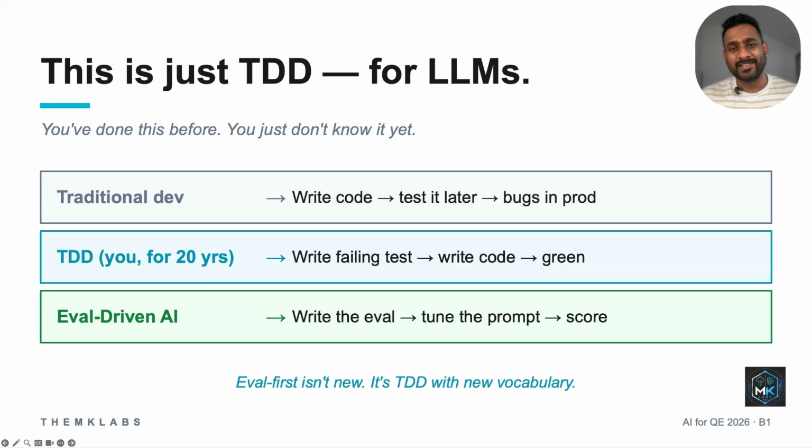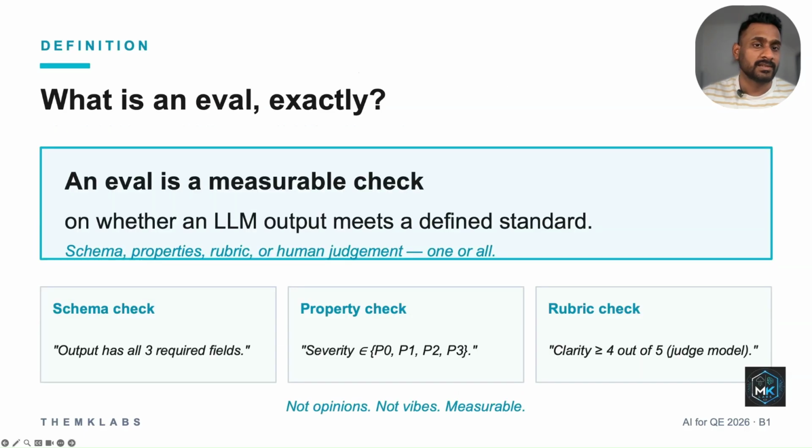Look at the traditional development. Write the code, test it later, find bugs in prod. TDD, which you have been doing for 20 years, right? So you write a failing test, write the code, and then make it green. Well, in the eval-driven AI world, write the eval, tune the prompt, score it. Same shape, different content, different vocabulary. You've done this before. You just don't know it yet. The instinct is old. The vocabulary is new. That's the only thing we are closing in on today.